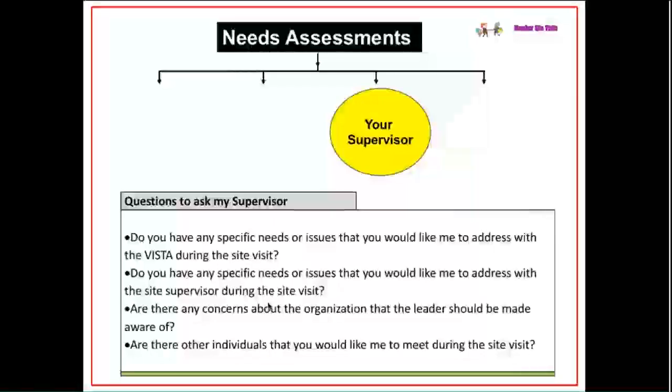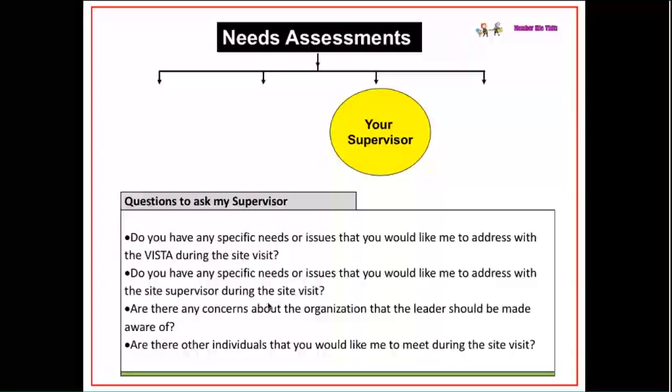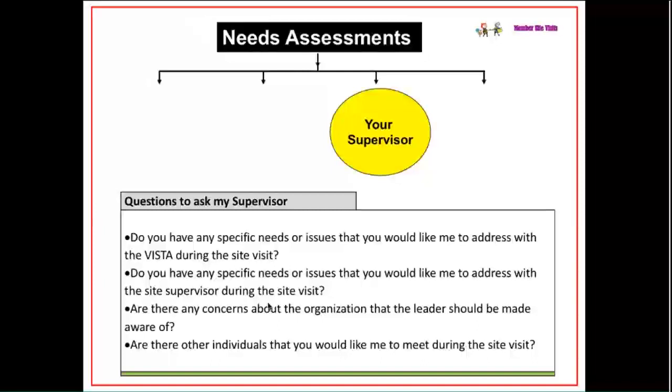So here are sample questions. Again, as you can see, you all have brought more than these samples, but one of the things I would say is, are there any concerns about the organization that I need to know? Because my supervisor might know information that would be important for me to know about the site that I am visiting.